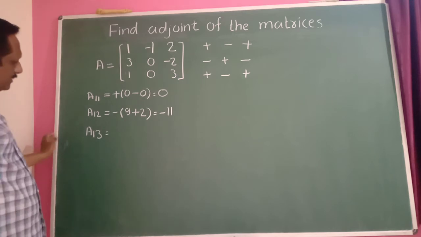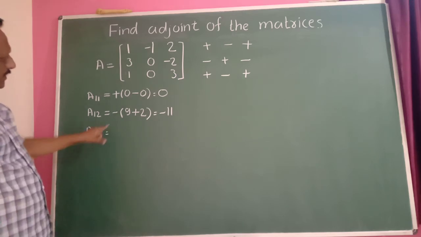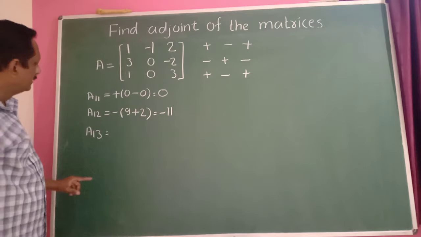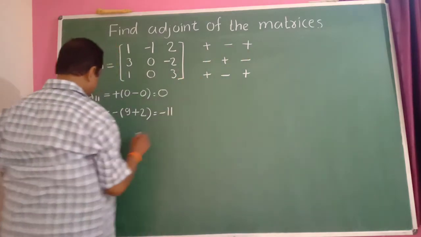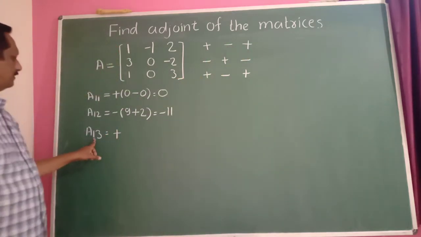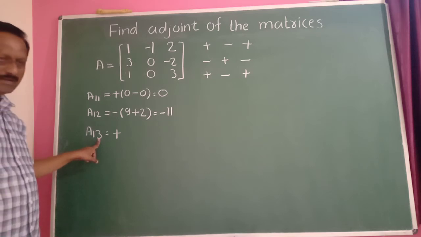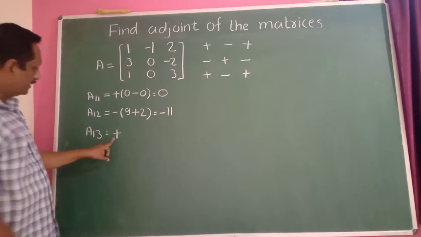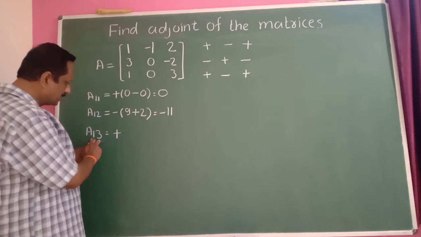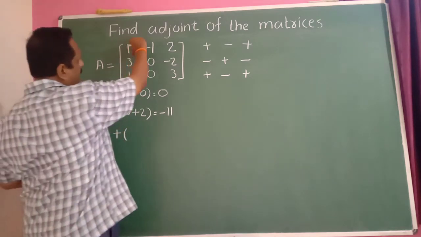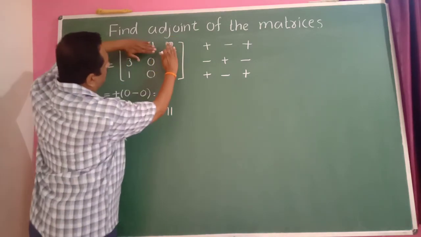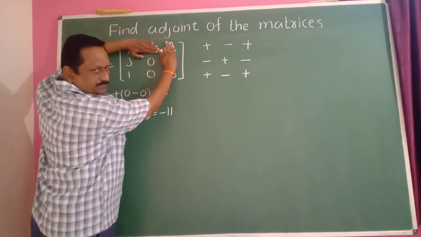A13 is the cofactor of this element. So the plus sign is there: 1 plus 3 is 4, an even number, so take the plus sign. Then delete the first row and third column. These are the remaining elements.